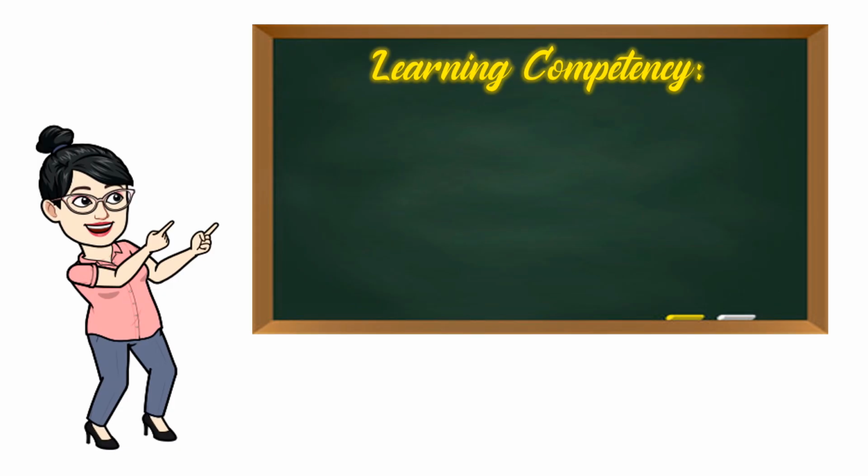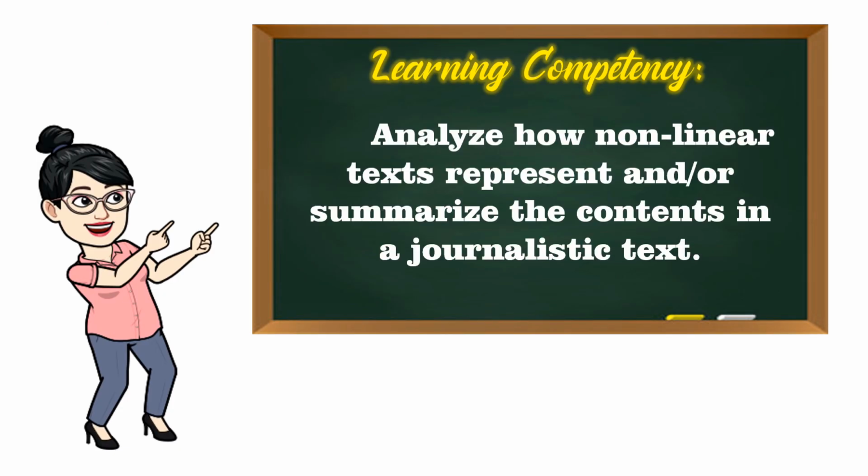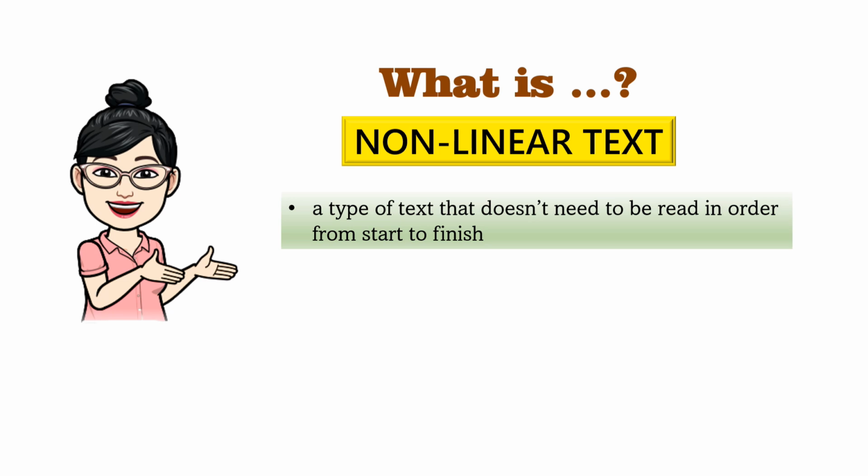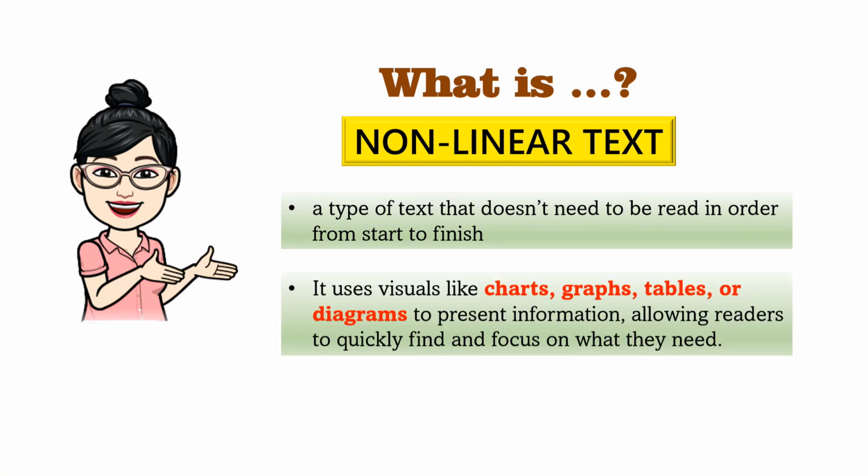Our target learning competency for this video is analyze how nonlinear text represent and or summarize the contents in a journalistic text. What do we mean by nonlinear text? Nonlinear text is a type of text that doesn't need to be read in order from start to finish. It uses visuals like charts, graphs, tables, or diagrams to present information, allowing readers to quickly find and focus on what they need.